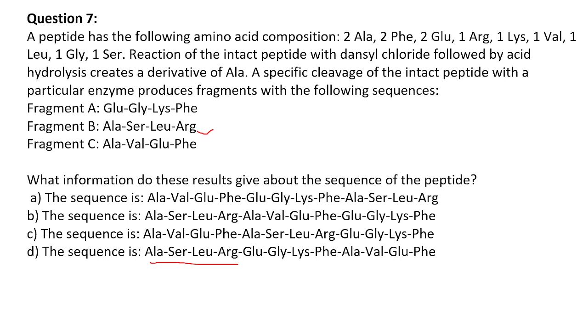Okay, so it says that the N terminus sequence will be alanine. So the first fragment it will not be, because its N terminus is not alanine. So it will be B or C, one of them, at the N terminus.